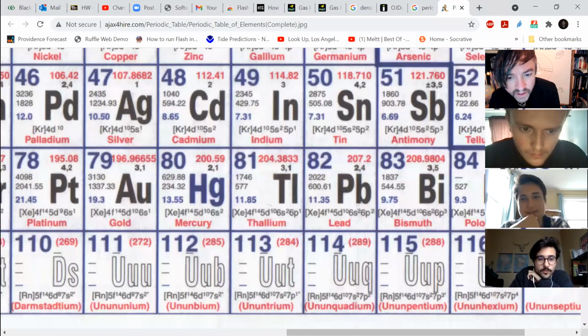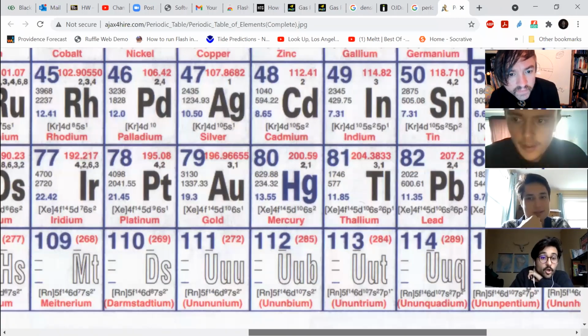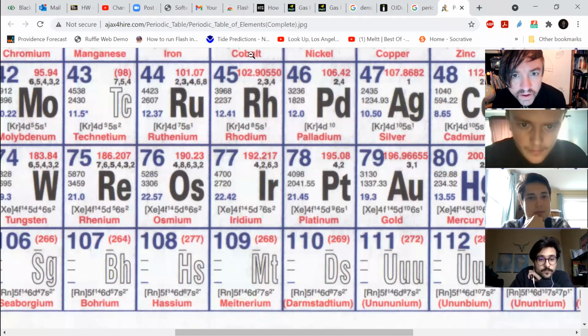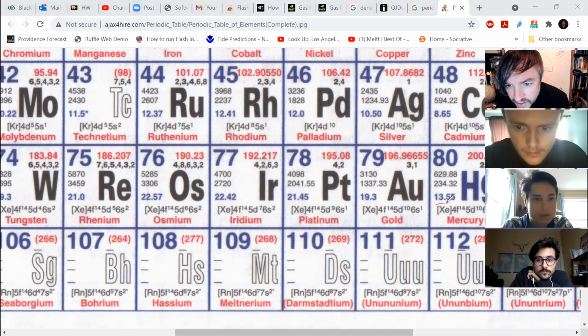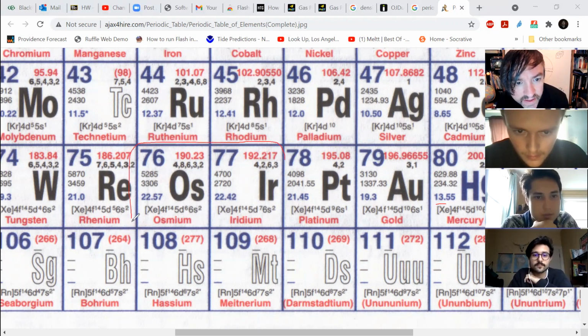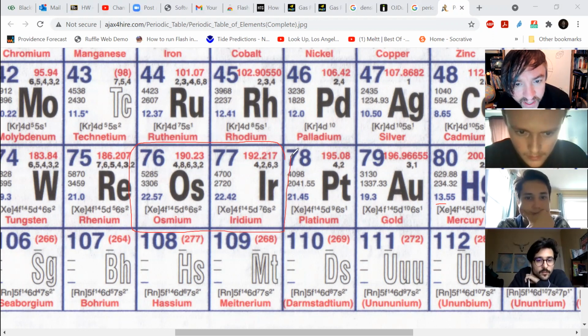Now, it turns out mercury is pretty dense too. Mercury is 13 grams per cubic centimeter. The actual densest two elements in the entire periodic table are osmium and iridium.